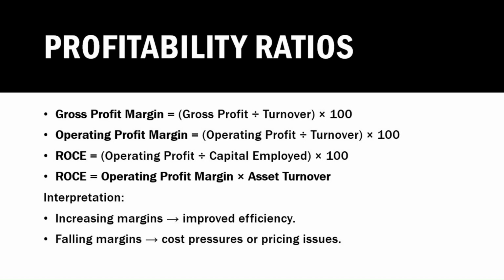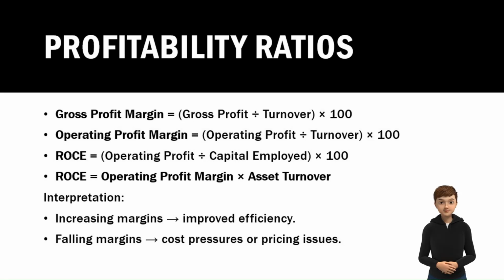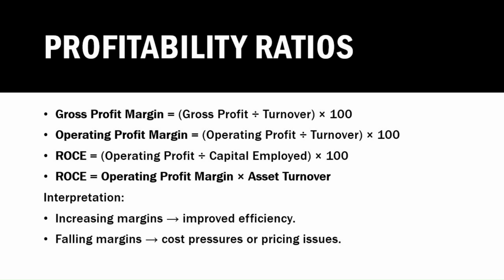Profitability ratios include gross profit margin, operating profit margin, and return on capital employed. Gross profit margin equals gross profit divided by turnover times 100. It shows how much profit remains after direct costs. Operating profit margin equals operating profit divided by turnover times 100. It reflects control over overheads.